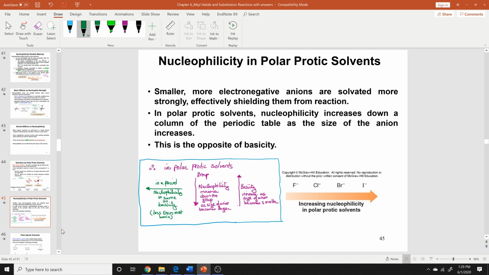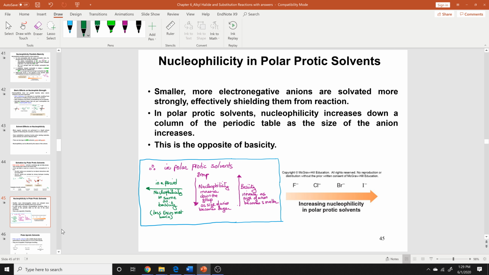So in a period, normally nucleophiles and bases are the same. In a group, no. Nucleophiles are opposite of bases. I know that bases increase as the size of the ion becomes smaller. So the basicity trend is from bottom to top. As I go up the periodic table in a column, the basicity is going to increase. So basically F is going to be more basic.